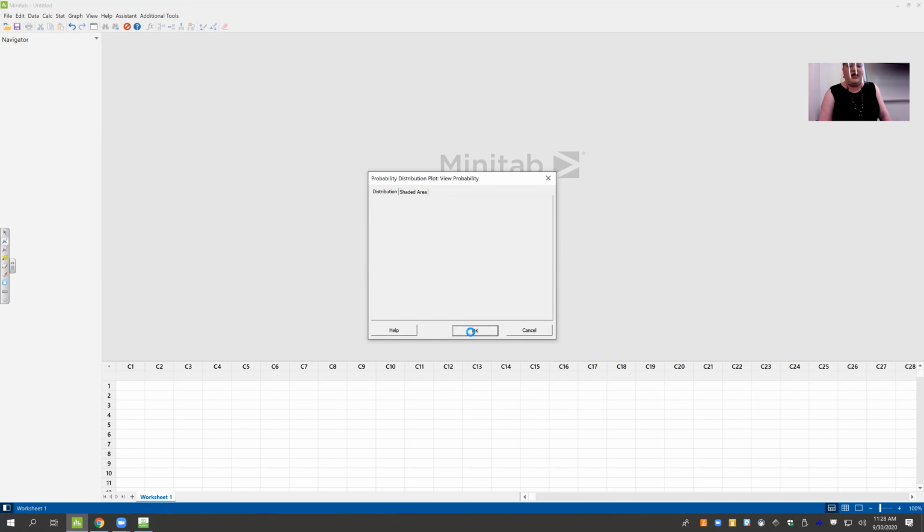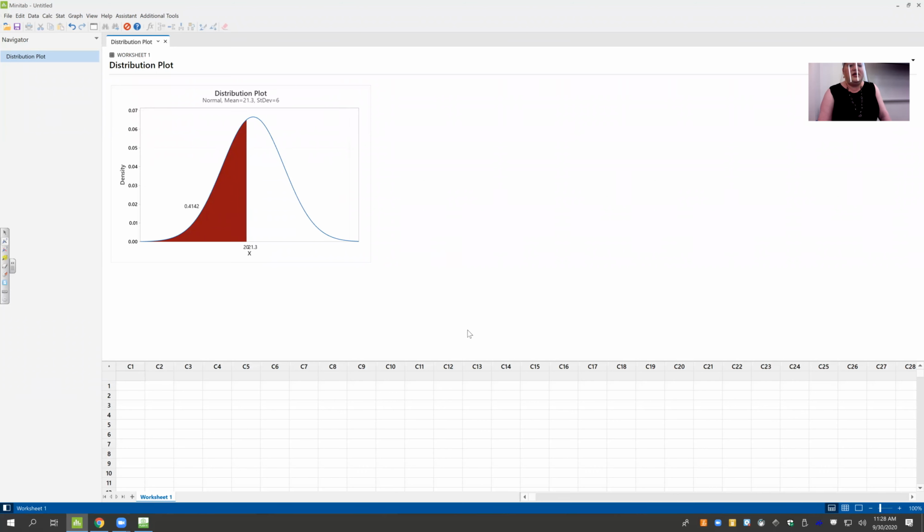So I tell it, okay. And it draws this picture. See this number kind of off to the side where that red region is? It's a decimal, 0.4142. Ta-da! There's the answer.